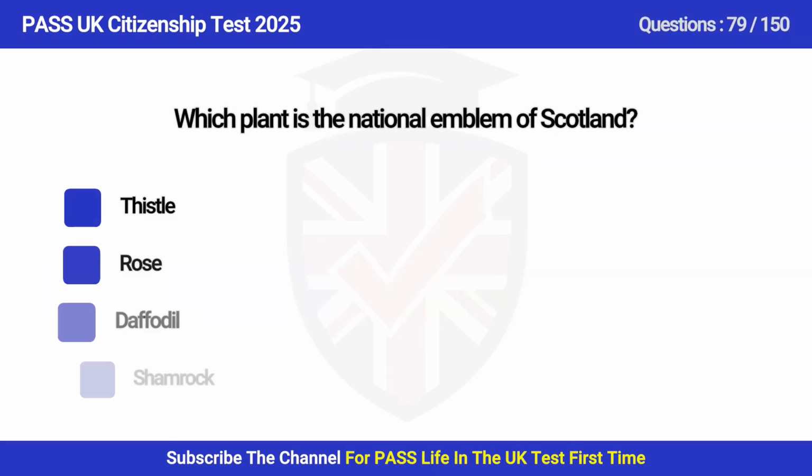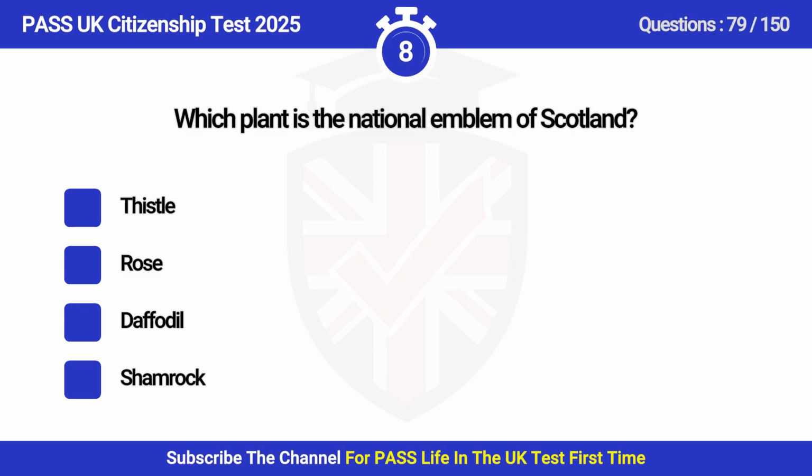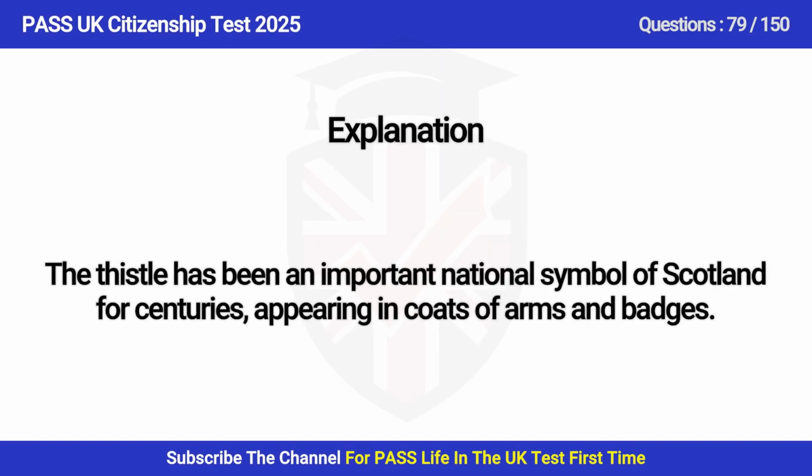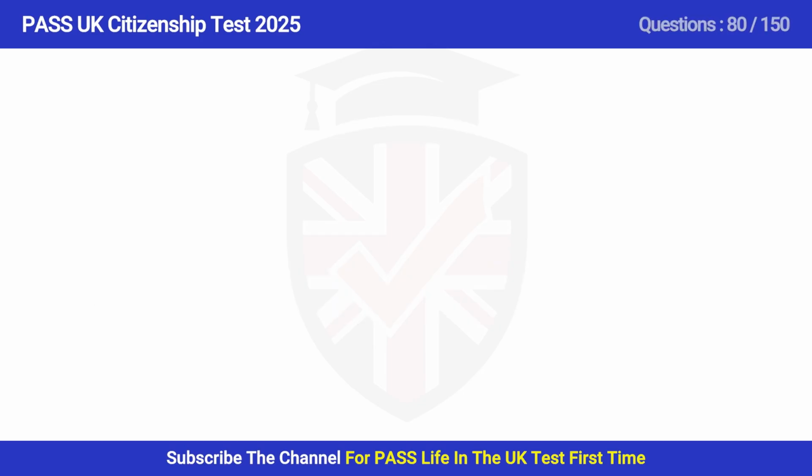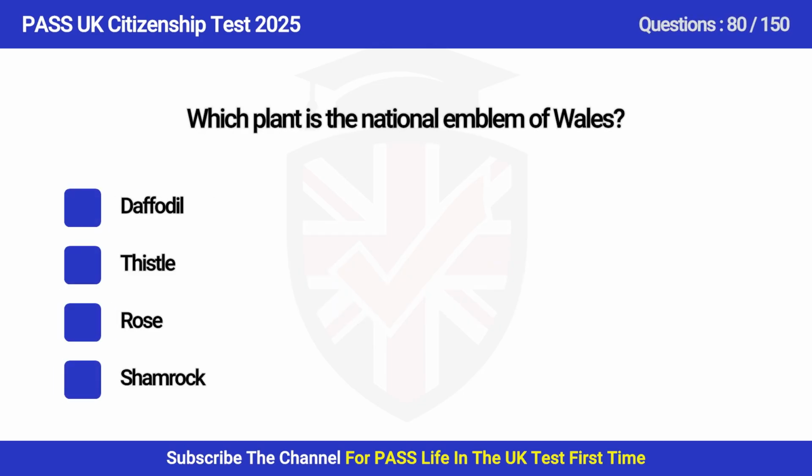Question 79. Which plant is the national emblem of Scotland? A. Thistle, B. Rose, C. Daffodil, D. Shamrock. Answer is A. Thistle. The thistle has been an important national symbol of Scotland, appearing in coats of arms and badges. Question 80. Which plant is the national emblem of Wales?